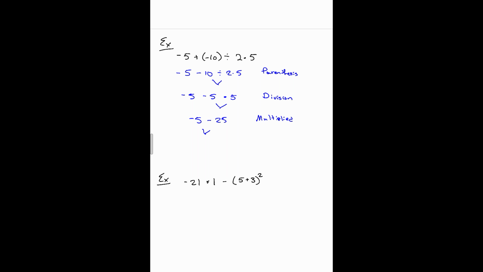So if we add a negative 5 and a negative 25, you could think of it like money. If you're $5 in debt, you get a bill for $25, then that means you are $30 in debt. You're negative 30.